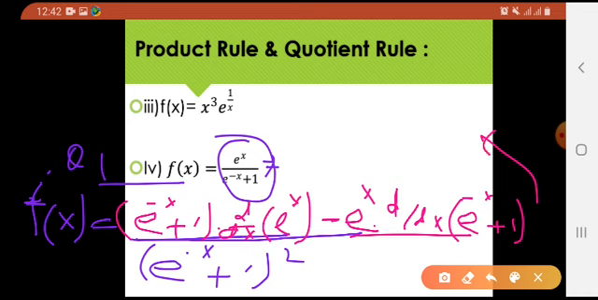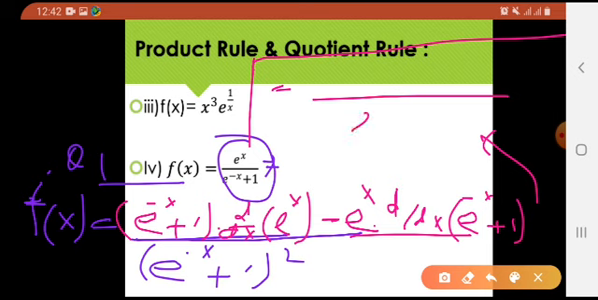Let us get the answers up here. Okay, so it would be denominator as it is, which is e raised to the power minus x plus 1 whole square.